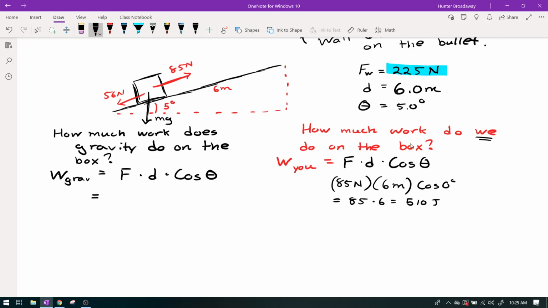It's 9.8 meters per second squared, sure, but it gives us the weight of the box. So the force of the object is just going to be the weight of the box, 225 newtons. What is the distance that gets covered by gravity? What is our displacement of the box? 6 meters. Okay, so we're covering 6 meters.